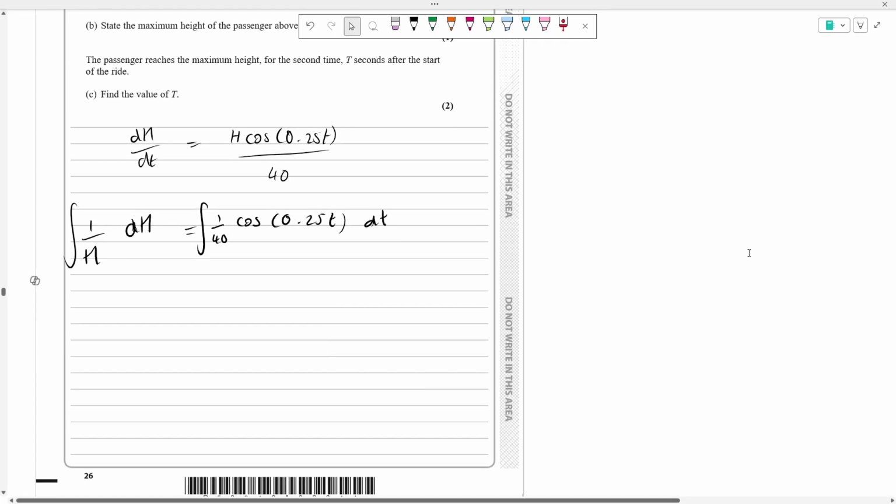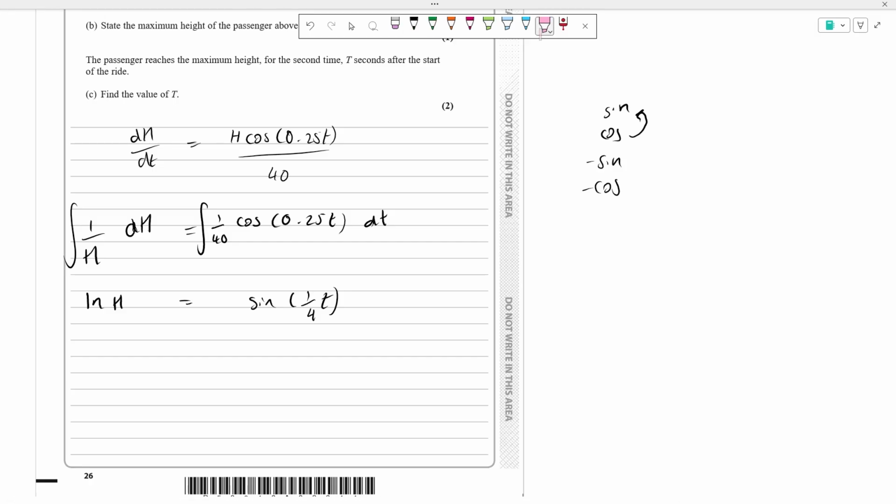Well, 1 over h integrates to ln of h. I'm not going to add c at the moment, and I'm going to explain why in a second. Cos, if we go back to our list here, cos will integrate back to sine. So I'm going to put sine of a quarter t here.